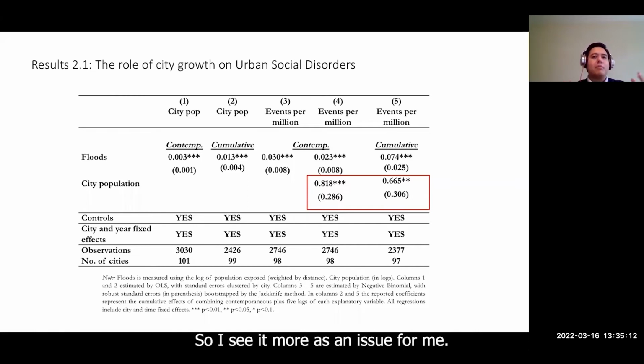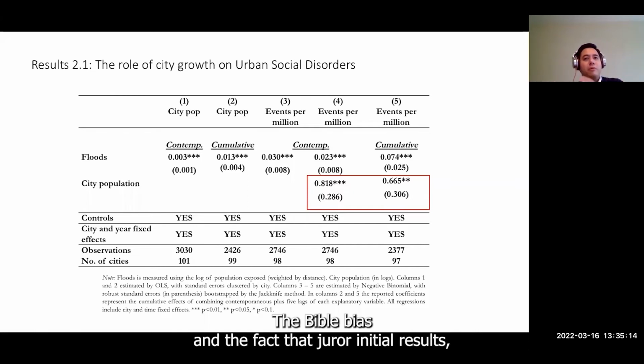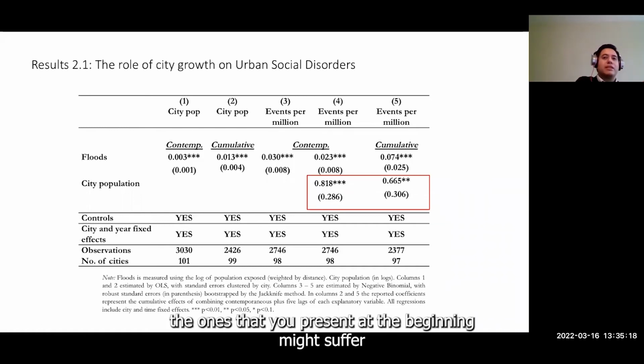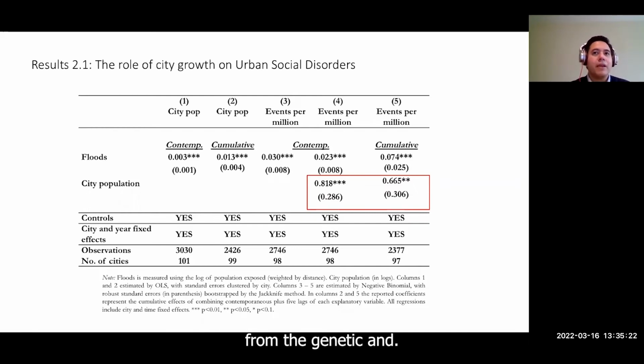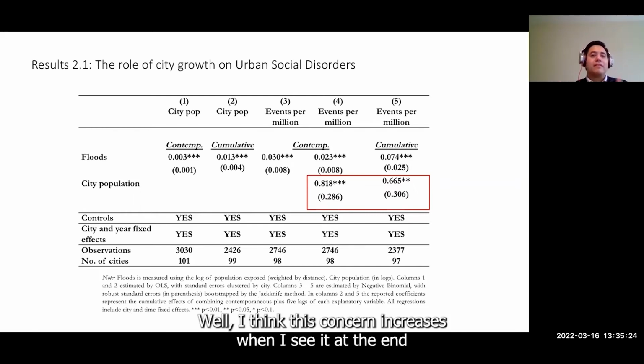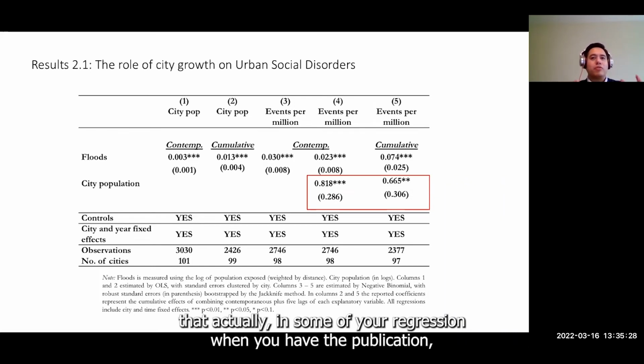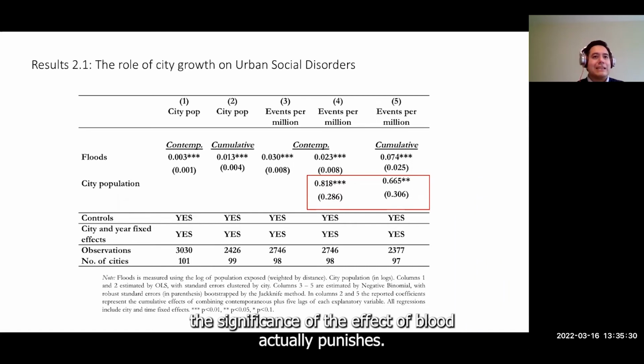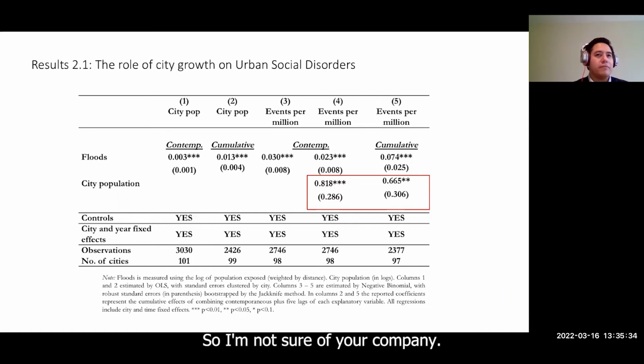So I see it more as an issue of omitted variable bias, and the fact that your initial results, the ones that you present at the beginning, might suffer from endogeneity. And I think this concern increases when I see at the end that in some of your regressions, when you include population, the significance of the effect of flood actually vanishes. So I'm not sure if you have any.